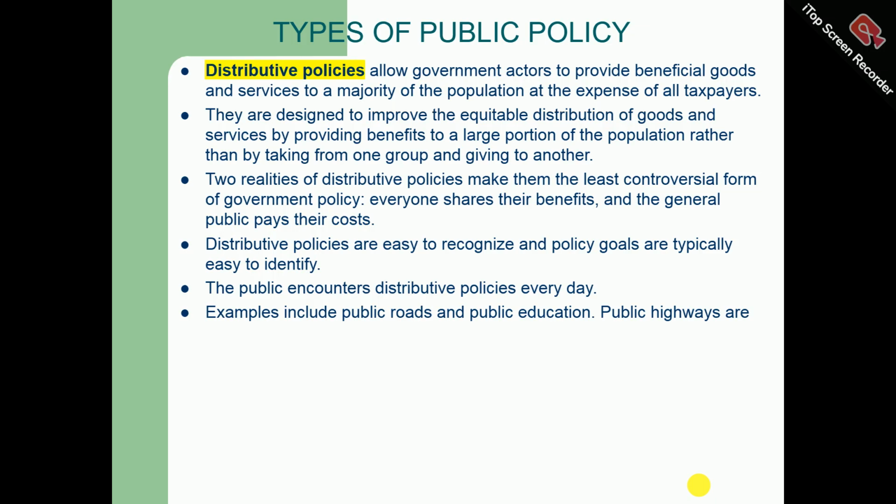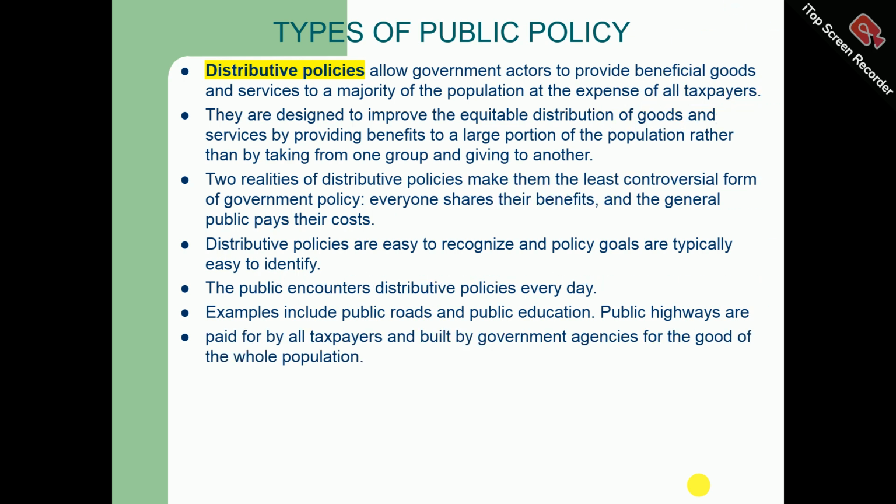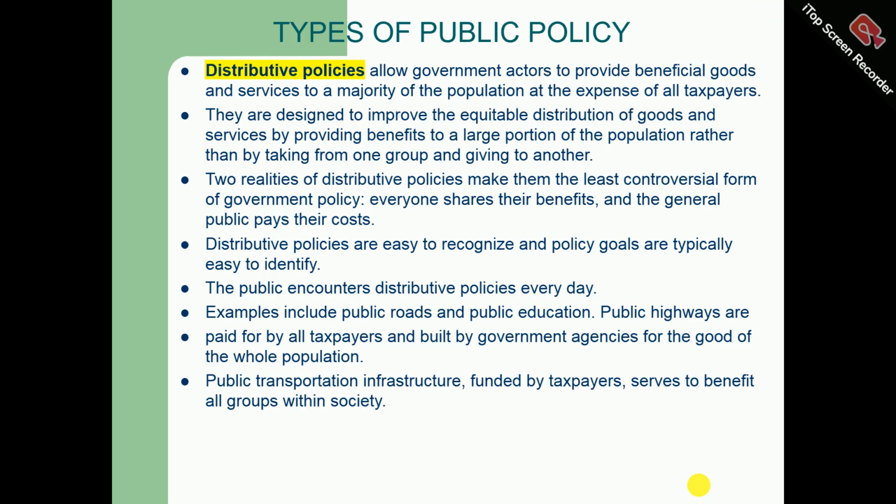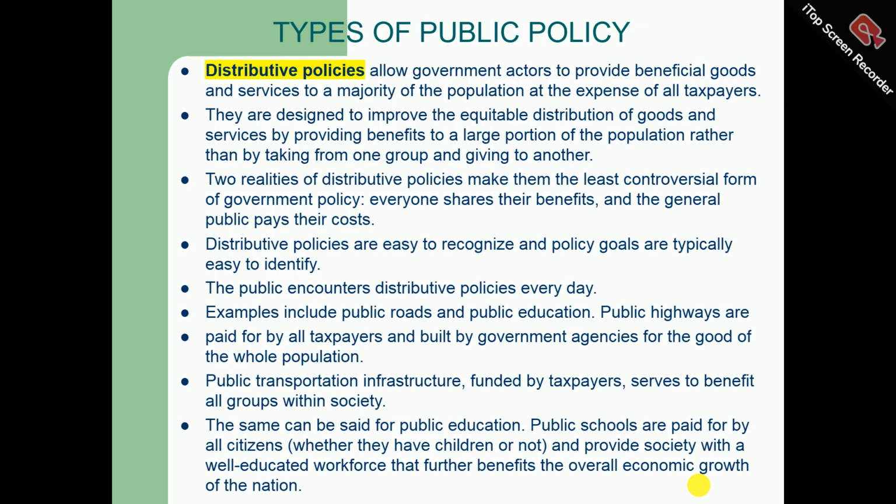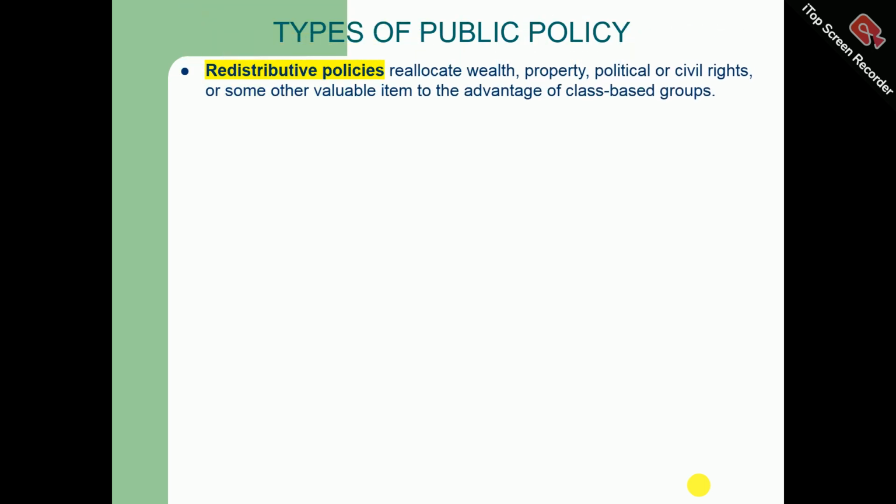Examples of distributive public policy include public roads, public education, public highways. Public highways are paid for by all taxpayers and built by government agencies for the good of the whole population. Public transportation infrastructure funded by taxpayers serves to benefit all groups within the society. The same can be said for public education. Public schools are paid for by all citizens and provide society with a well-educated workforce that further benefits the overall economic growth of the nation.